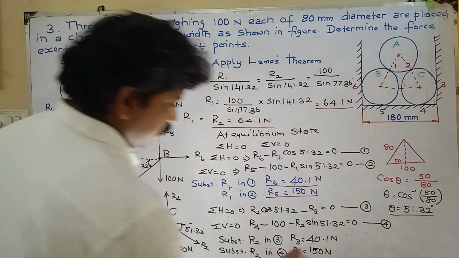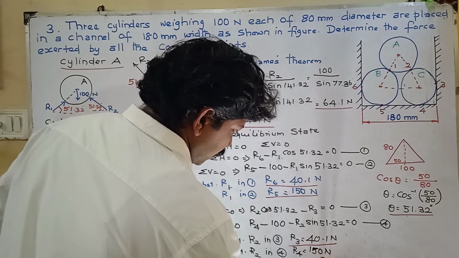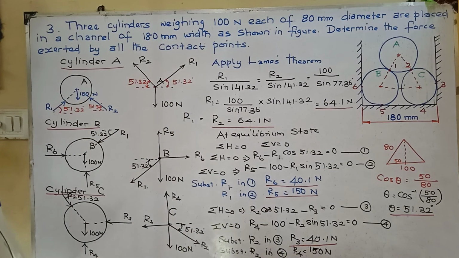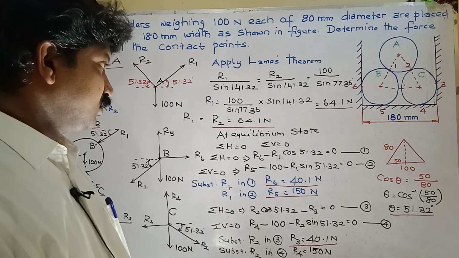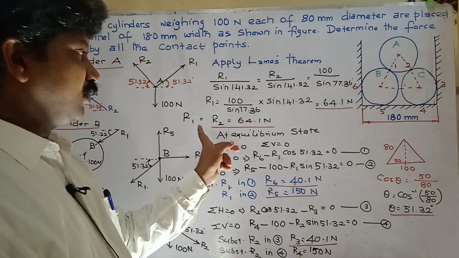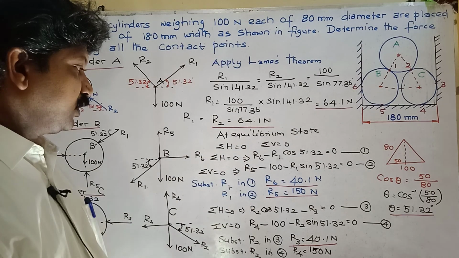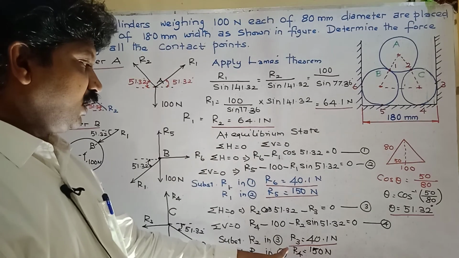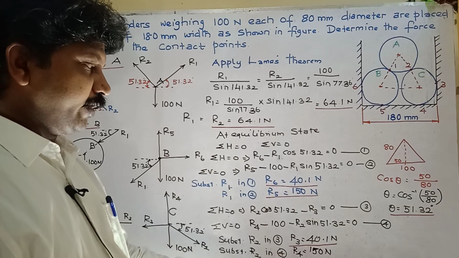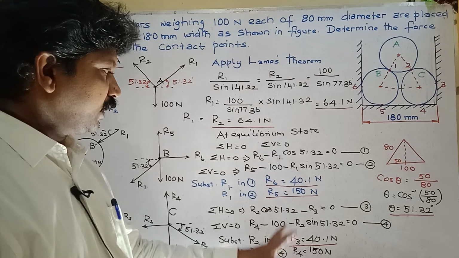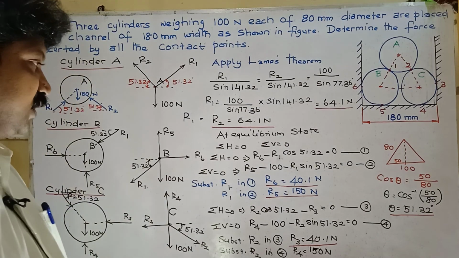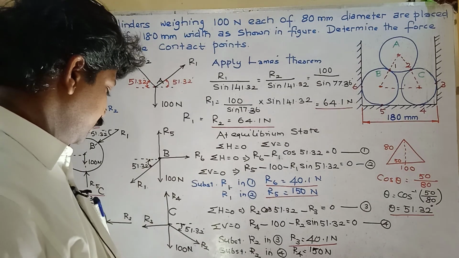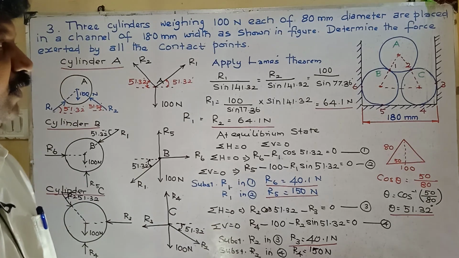Okay. So R3 equal to R4. Write the result separately. R1 equal to R2 equal to 64.1 Newton, and R3 equal to 40.1 Newton. R4 equal to 150 Newton. R5 equal to 150 Newton, and R6 equal to 40.1 Newton. You have to write it.